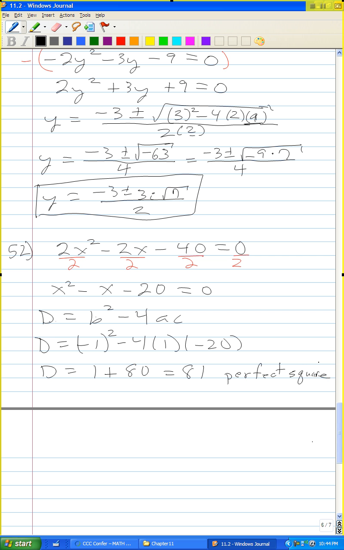And so this says that I have 2 distinct real roots. Well, rational roots.